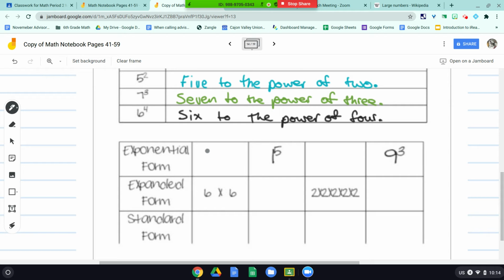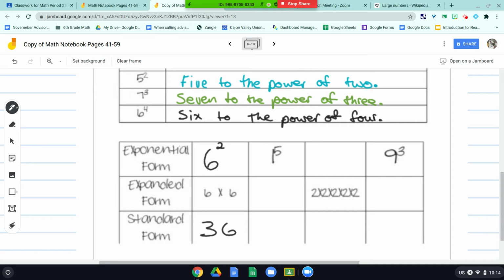You would write 6 on the bottom and write 6 on the top. Good. 6 with a power of 2. So 2 is our exponent. We're multiplying that 6 twice. 6 times 6. And then our base is the 6. That's the number we are multiplying. Very good. And then in standard form, 6 times 6, everybody is? 36. 36. Very good.